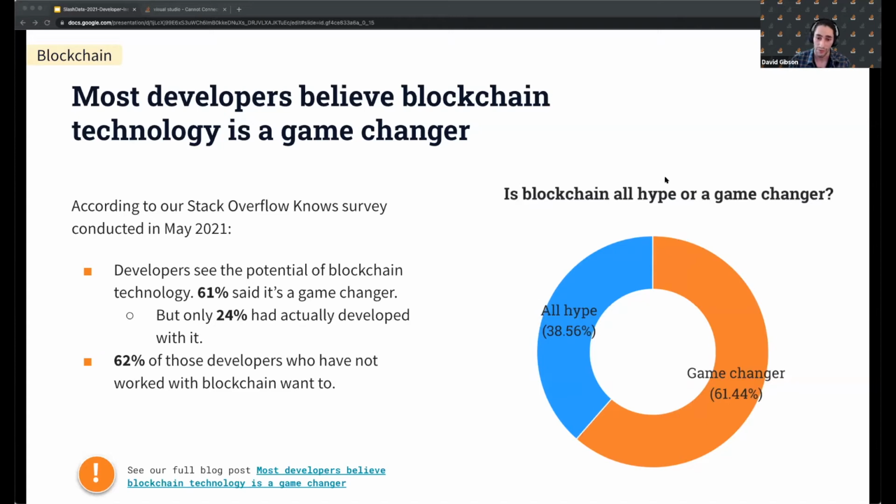So although people believe that it is a very valuable technology, there's not many people who are actually working with it, and of those who have worked with it, there's only a fraction that are actually doing so in a professional setting. Oh, and also 62% of those developers who have not worked with blockchain actually want to. So it's a very wanted technology to learn and develop for.